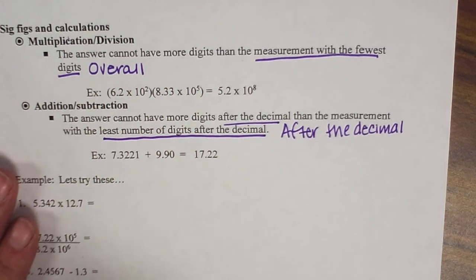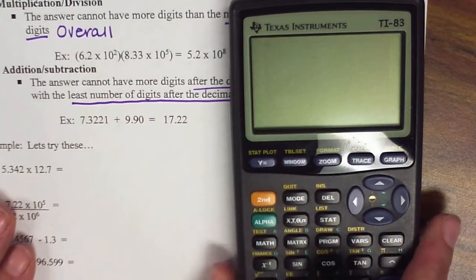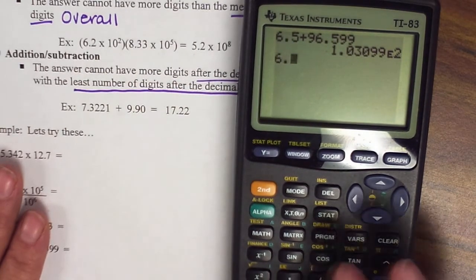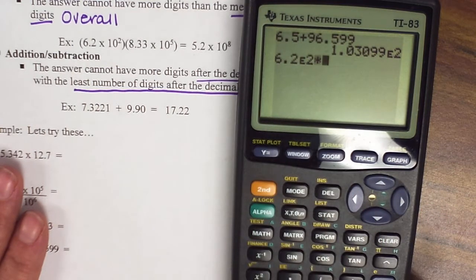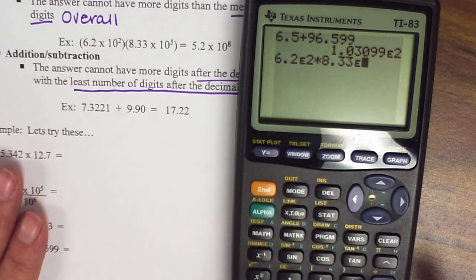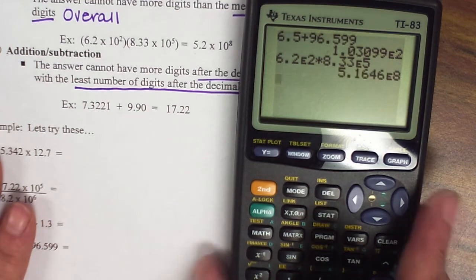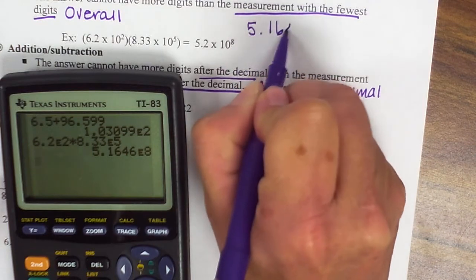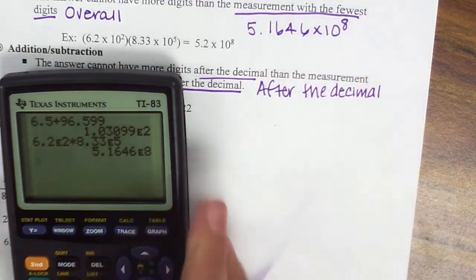Okay? So let's take a look. First, we're going to do the multiplication one. So plug it into your calculator with me. 6.2 E2 times 8.33 E5. The answer I get is 5.1646 times 10 to the 8th.